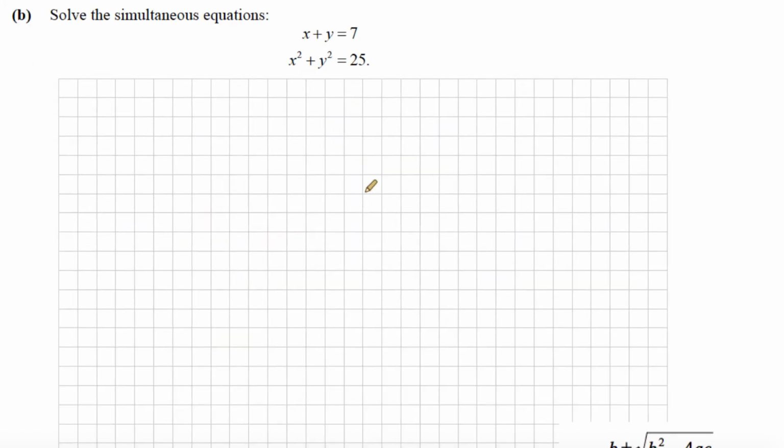Okay, part B, solve the simultaneous equations x plus y is 7 and x squared plus y squared equals 25. Okay, so when you're solving simultaneous equations and one of them has squared terms, the best method to use is substitution. So what we do is we rearrange the easy looking one. So rearrange this to make x or y the subject.